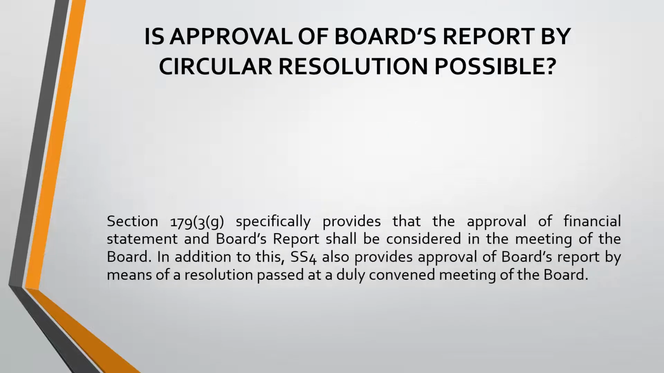Next, is approval of board's report by circular resolution possible? Not at all, because in the Act itself it is written that a meeting of the board of directors shall be conducted for approving the board's report. Section 179(3)(g) specifically provides that the approval of financial statement and board's report shall be considered in the meeting of the board. In addition to this, SS-1 also provides approval of board's report by means of a resolution passed at a duly convened meeting of the board.